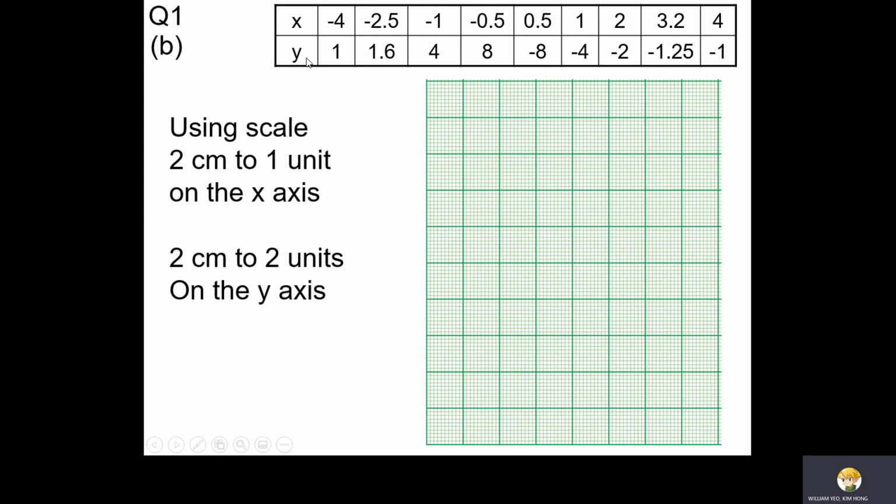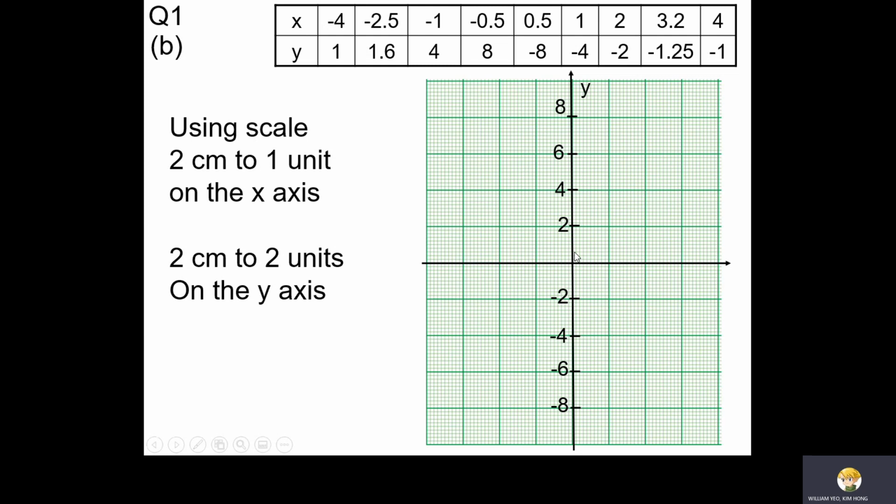As for y, the smallest value is negative 8, the largest value is 8. Again, you have to start with negative 8, because this is the smallest value. So now we can have the x-axis and the y-axis. So for the y-axis here, the scale is what? 2 cm to 2 units.